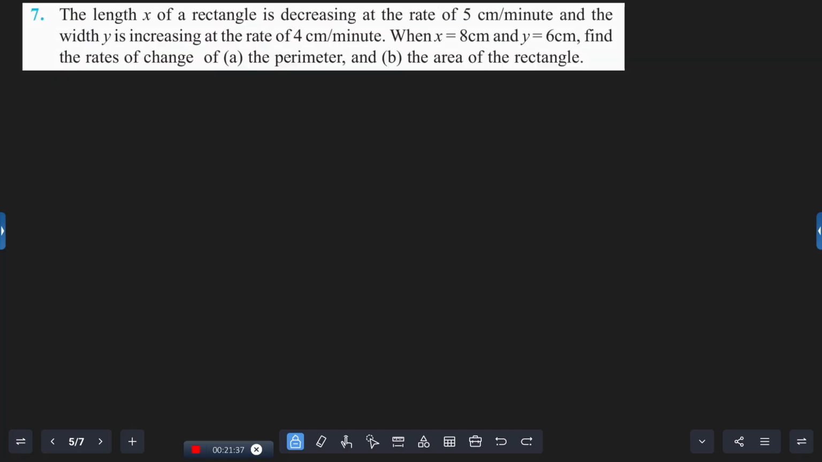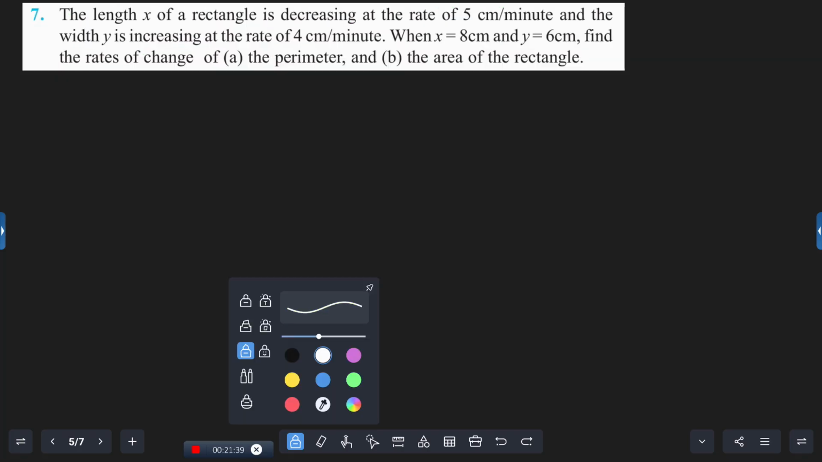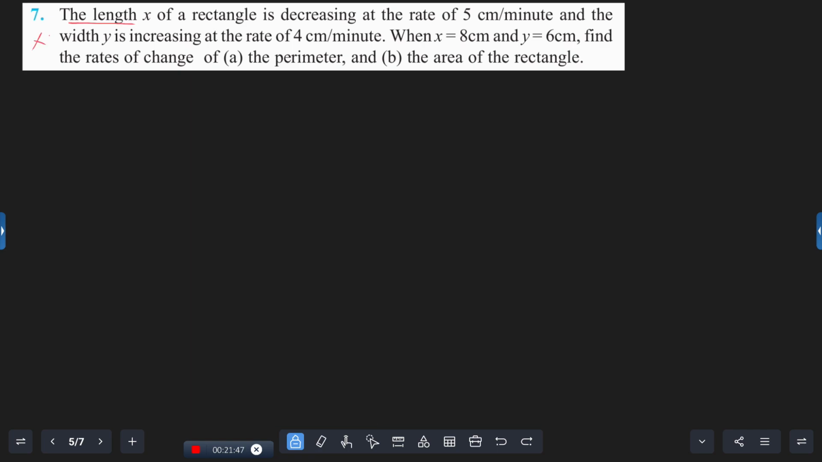Right. Question number 5, pa. Oh, 7, right. Question number 7. Listen, Raja. This is an important question. I think in the last board exam they asked it as a case study, case based question. The length, they are taking x, length of rectangle. Then there is a rectangle for us. Length L I am taking, L means x they mentioned. Length x of rectangle is decreasing. Have you noticed? Decreasing 5 centimeter per minute.